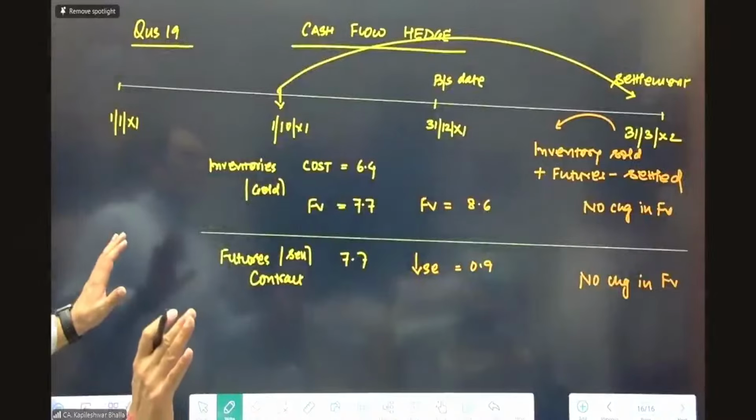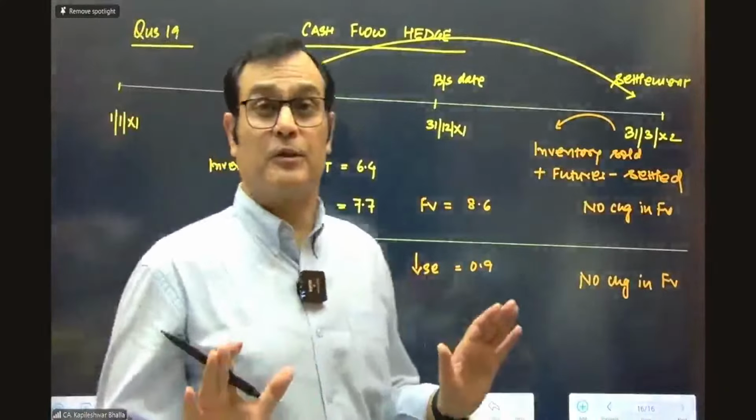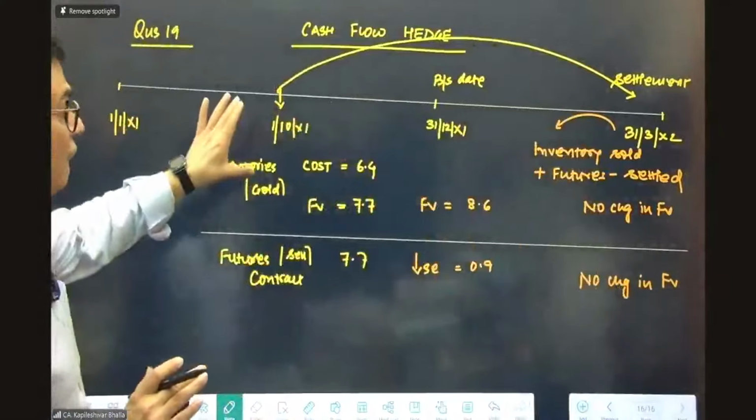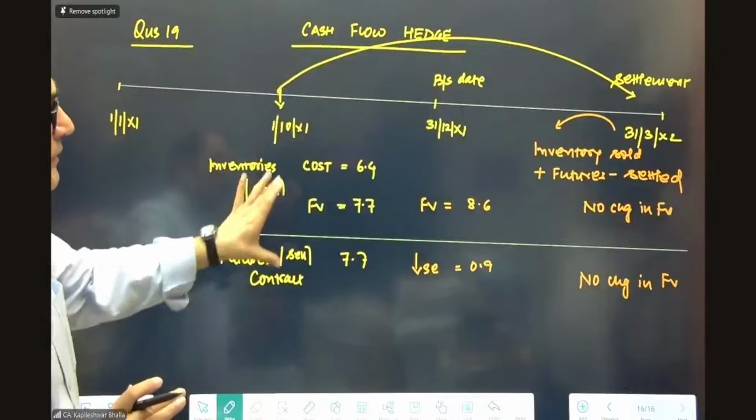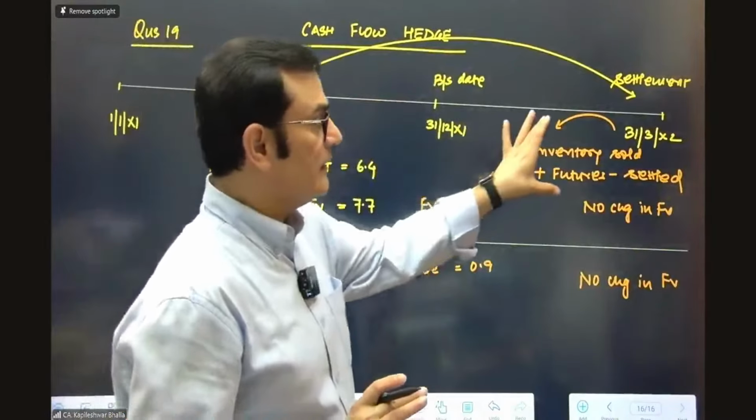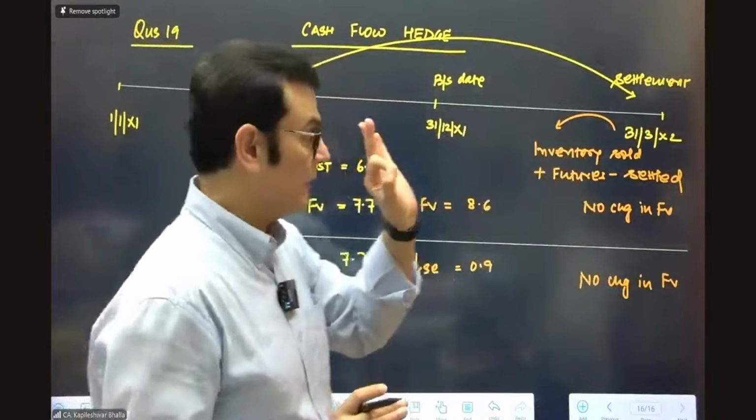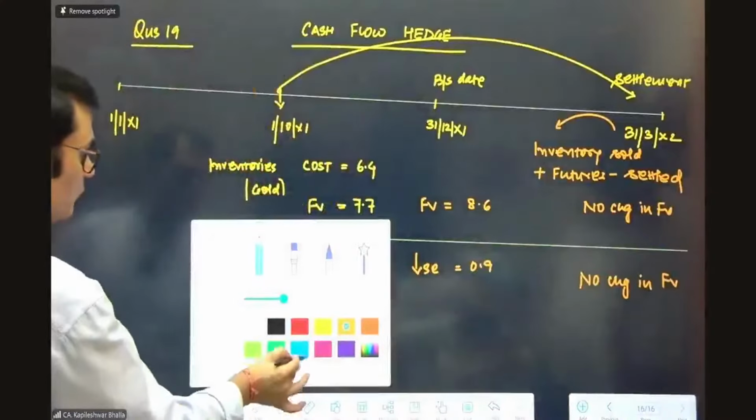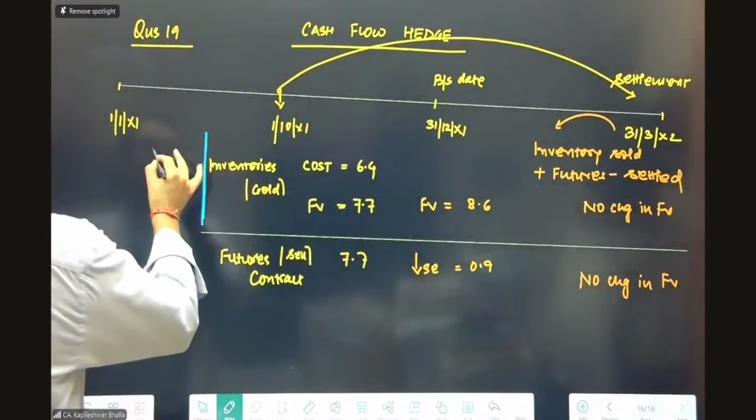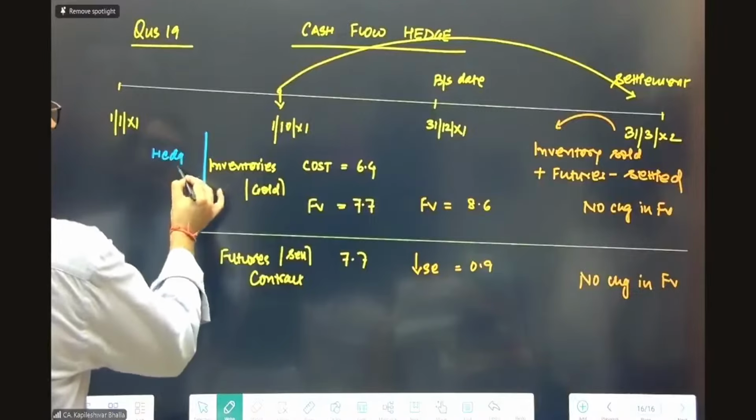Great. All the data stands organized. Now it's time to put some quick questions to you at this stage. We have the 1st October X1, the date of entering the contract, then the balance sheet date, and then the date of settlement, the transactions happening. First of all, one thing you can clearly identify: can I say this inventory is the hedged item? Am I right?